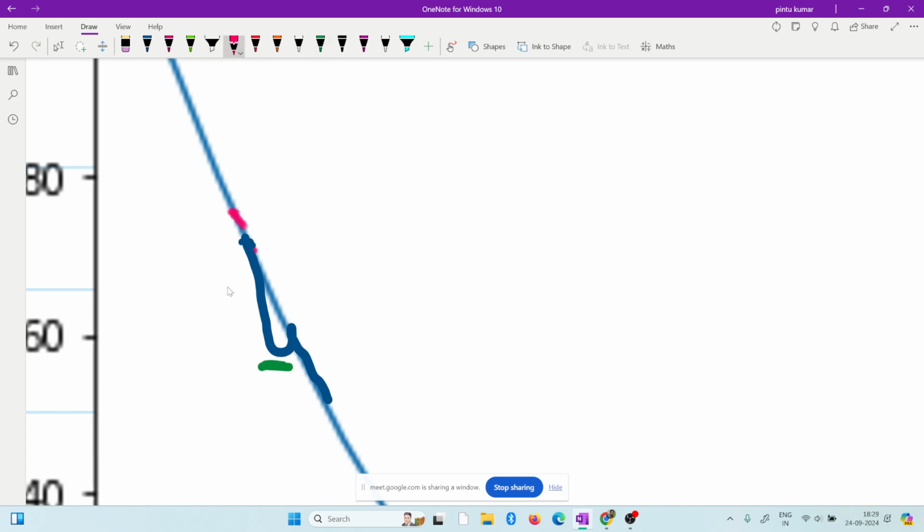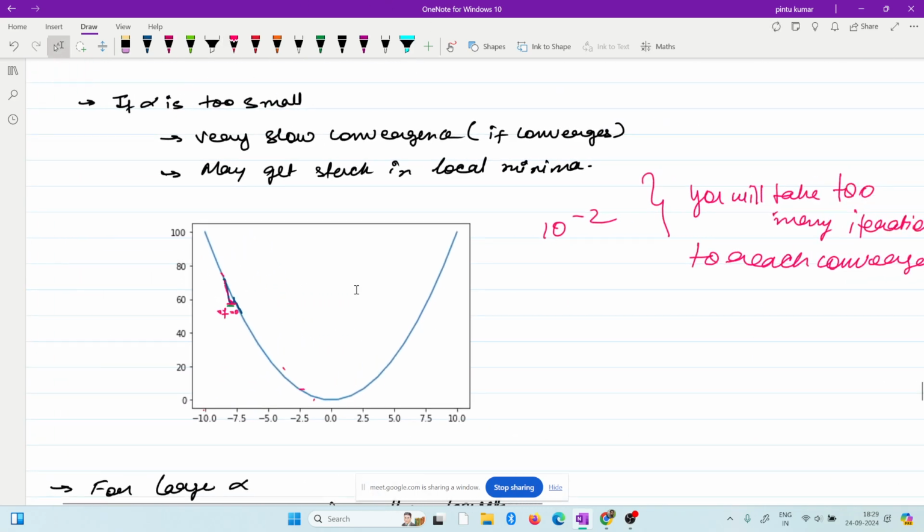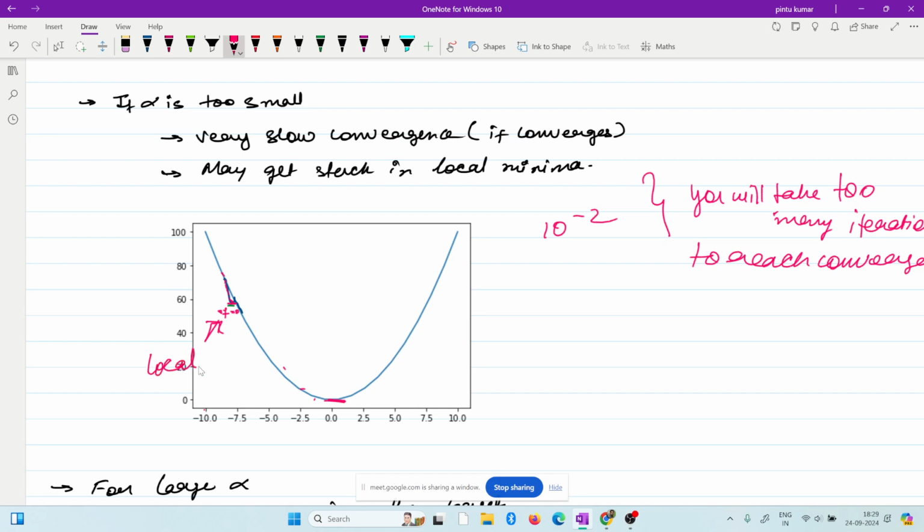If you keep taking small steps and reach here, you will see that the gradient at this point has become 0 and you will stop. What has happened is you actually didn't reach the global minima, but you got stuck in some local minima, which we don't want. We want to reach a global minima. So from this perspective also, if you take alpha to be too small, it is bad.